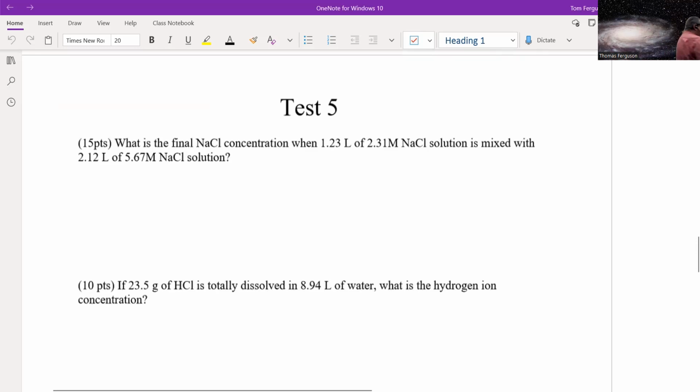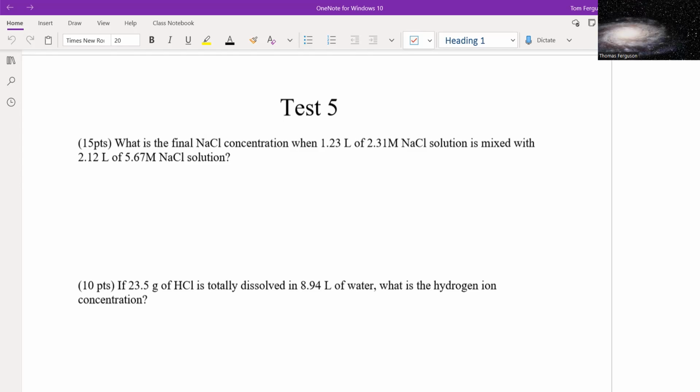Okay, so the majority of the test is on solutions. And remember, a solution has two components to it that are homogeneous. It could be two solids, two liquids, two gases, a liquid and a solid, but they have to be homogeneous. Think of vodka. You can't tell the difference between ethanol and water in vodka. So that's a solution.